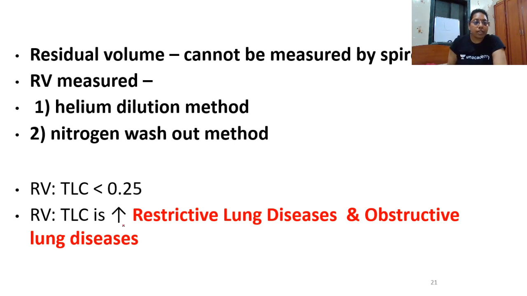Second important point that you have to note over here is the ratio of residual volume to total lung capacity, that means around 1.2 liters to 6.8 liters. The ratio should be less than 0.25. So please remember these small numericals, because this is what they ask you in MCQs. Again, this ratio of residual volume to total lung capacity is grossly increased in obstructive lung diseases as compared to restrictive lung diseases.